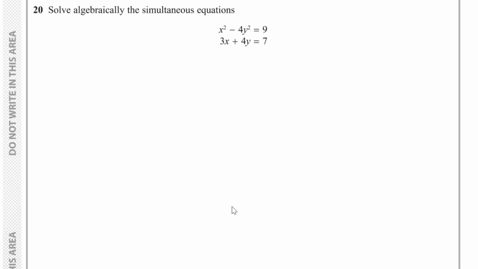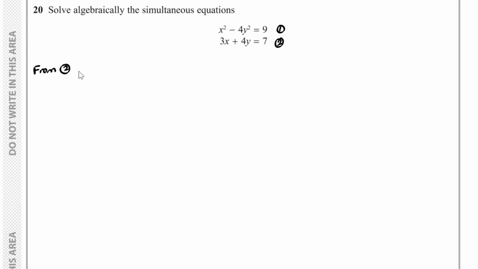Question 20, we have to solve algebraically the simultaneous equations x squared minus 4y squared equals 9 with 3x plus 4y equals 7. Well, we can't just simply add these equations together because here we've got a 4y squared and here we've got a 4y. So instead, the way we approach this question is to eliminate one of the variables and then substitute into the quadratic.